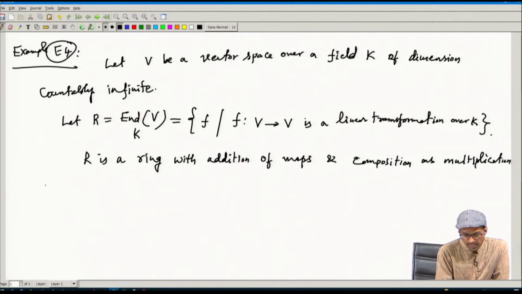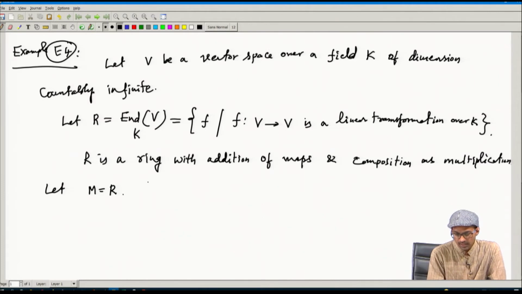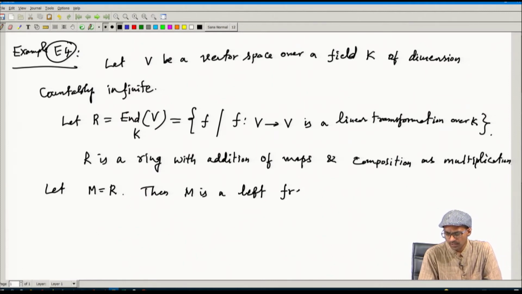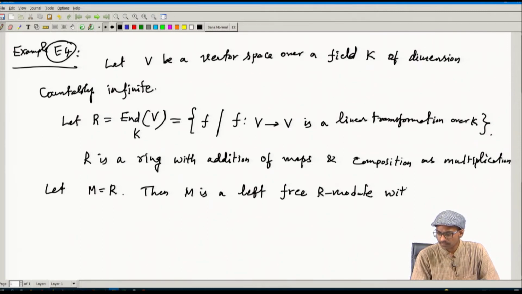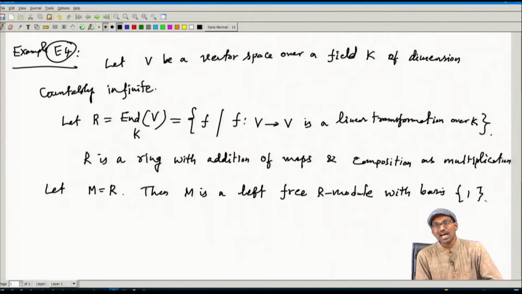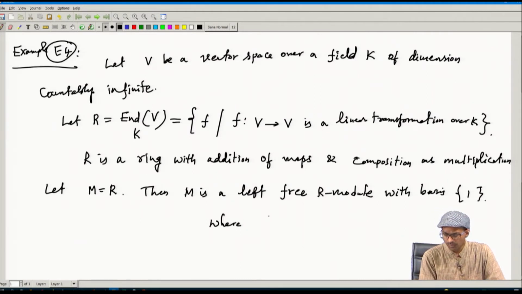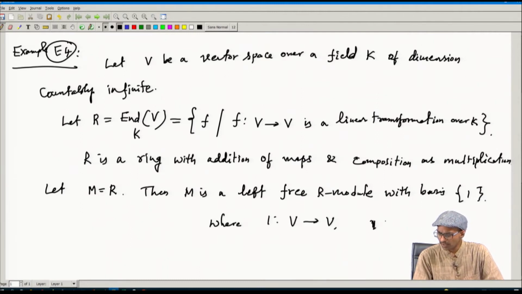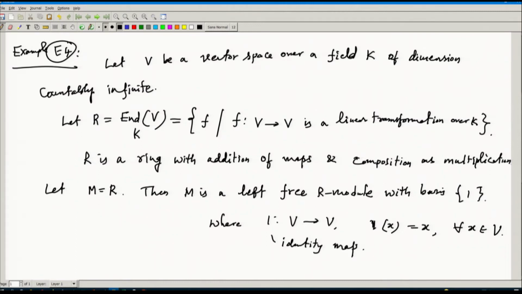Now let M be equal to R itself. Then of course M is a left free R-module with basis the singleton 1, where 1 is the identity map, a map from V to V such that 1 of x is x for every x belongs to V. So, M is a left free R-module with basis singleton 1.